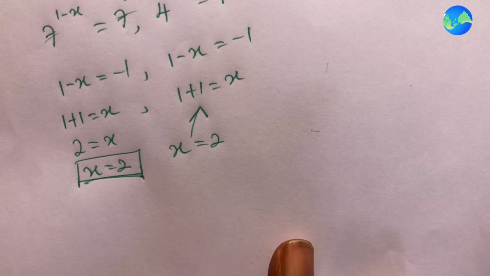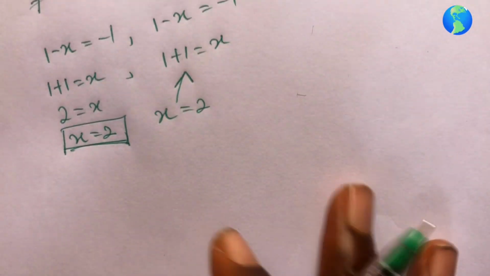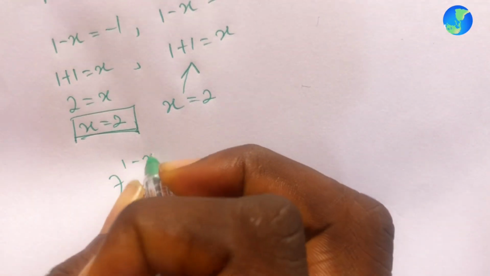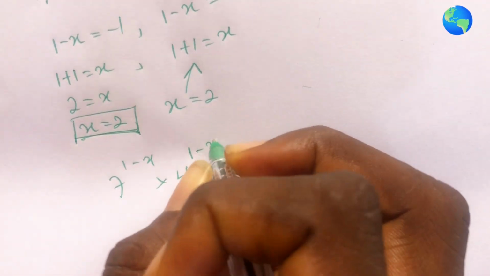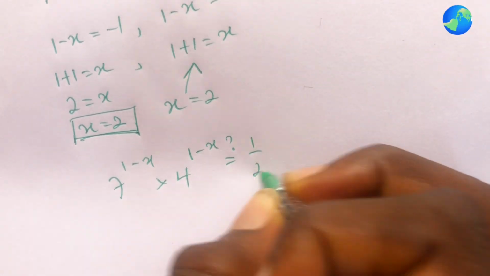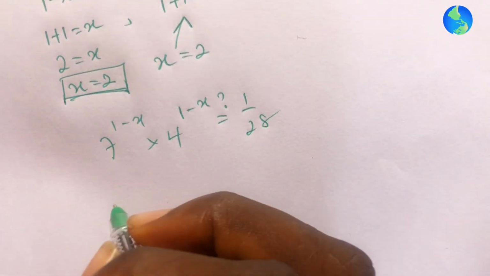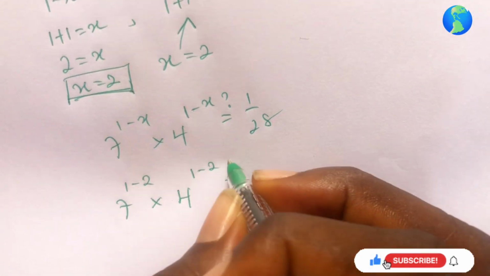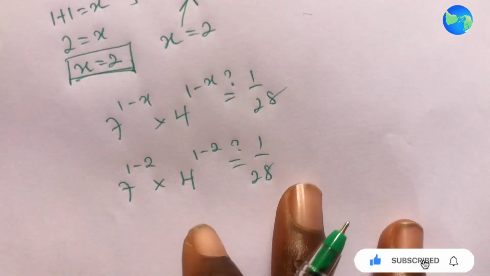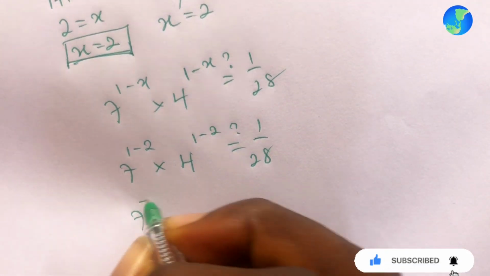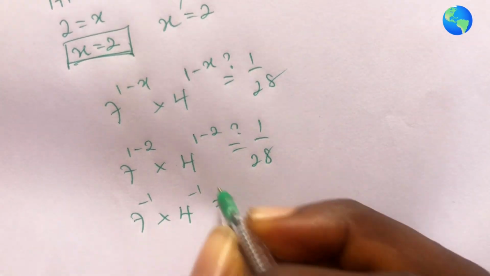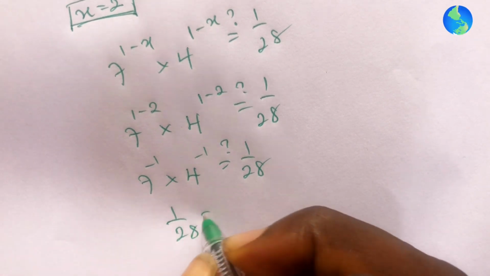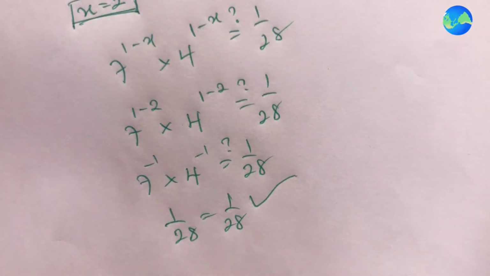You can do the checking and you see that x is equal to 2 is the only solution that satisfies it. So let's check it out briefly. If x is 2, I'm having 7 power 1 minus x times 4 power 1 minus x. Is it equal to 1 over 28? Let's check. If I substitute x to be 2, I'm having 7 power 1 minus 2 times 4 power 1 minus 2 to be, we don't know yet if it will be 1 over 28. So let's see. This is 7 power minus 1 times 4 power minus 1, which I'm already seeing looks like 1 over 28. This 1 over 28 equals 1 over 28, which proves that our answer is correct.